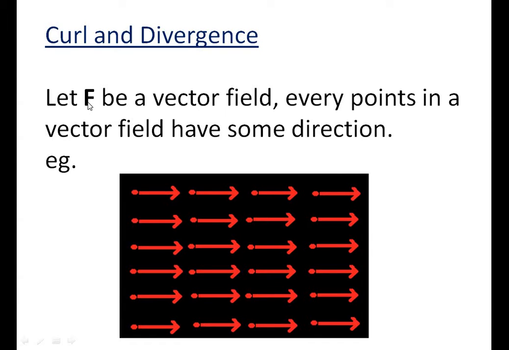Okay, before that, we want a vector field, that is, let capital F or vector F be a vector field. What do you mean by a vector field? In a vector field, every point has some direction. Look at this picture. Suppose this is the page of our book. Then take any point on that, which has some direction. Okay, that is, let F be a vector field. Every point in a vector field has some direction.